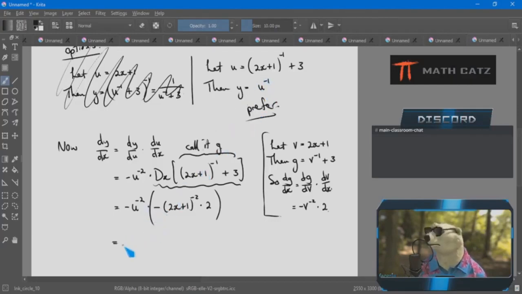Yes, I still need to replace what the u is. U is up there, doesn't look great, I agree. Nice big brackets. 2x plus 1 to the negative 1 plus 3 is what u is, to the negative 2. None of this looks good, but that doesn't matter as long as it's correct.